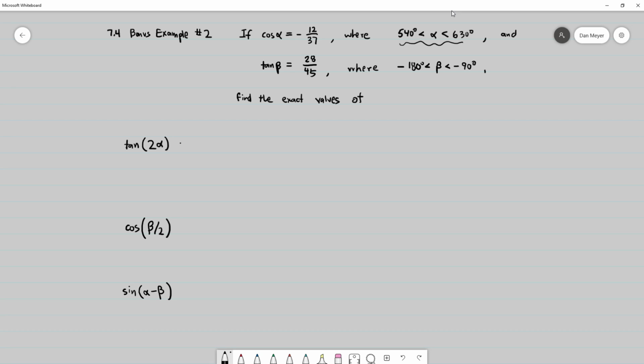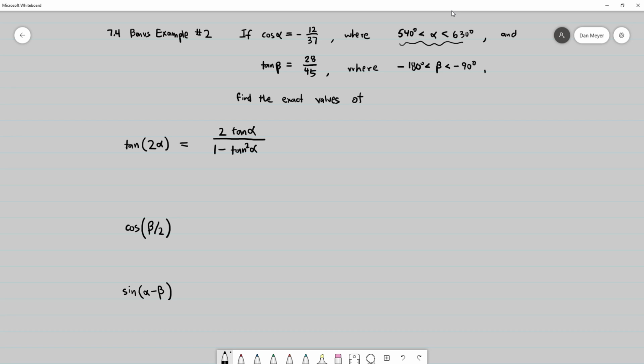Tangent of 2 alpha, we'll use a double angle formula to write this as 2 tangent alpha divided by 1 minus tangent squared alpha. That's our double angle formula for tangent. And so we've got to determine what tangent alpha is.